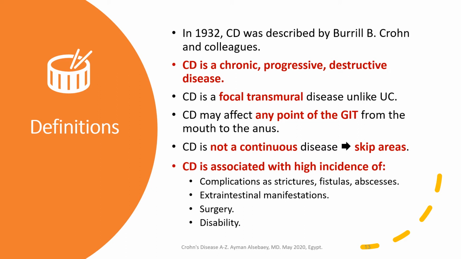It may affect any part of the GIT from the mouth to the anus, but it is not a continuous disease. There are normal areas between the affected areas, so we call it skip areas. At the same time, it can affect all the layers of the GIT from the mucosa till the serosa, but it occurs in a focal or patchy distribution. It is characteristic. We should know that Crohn's disease is more associated with complications like strictures, fistulae, abscesses, extra-intestinal manifestations, surgery, and disability.